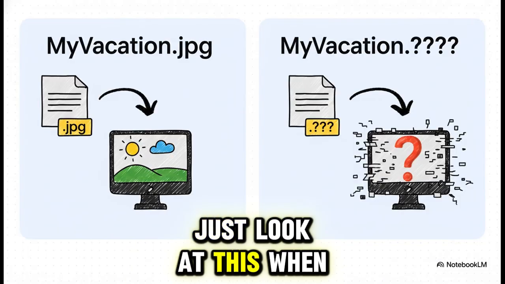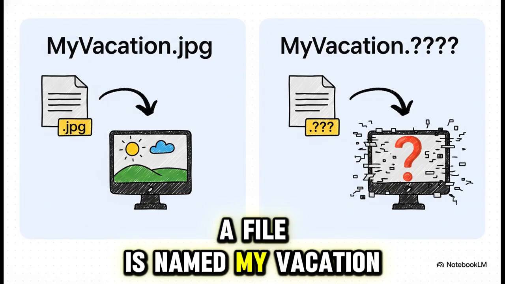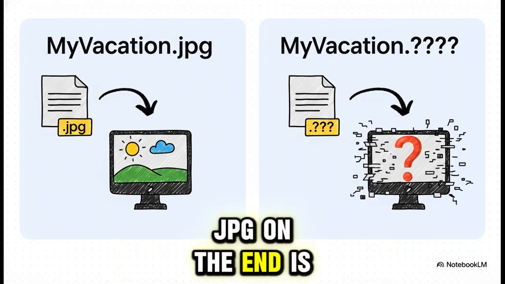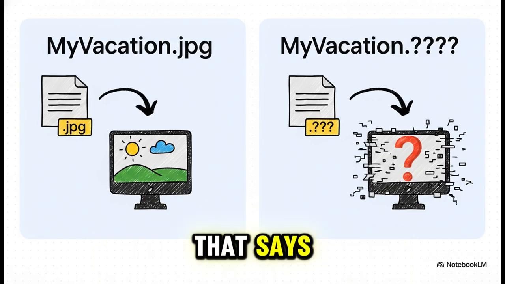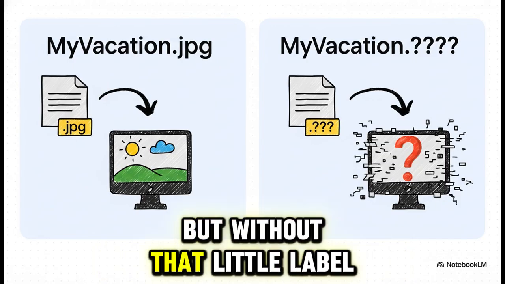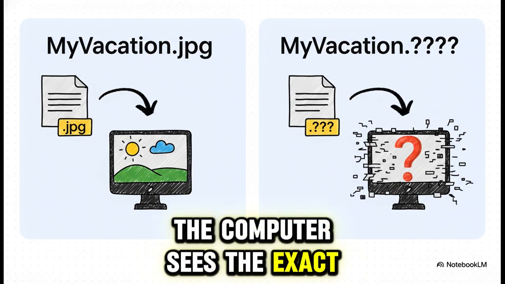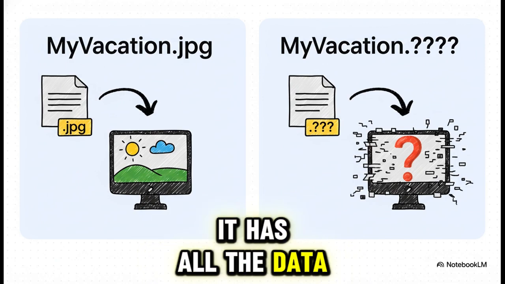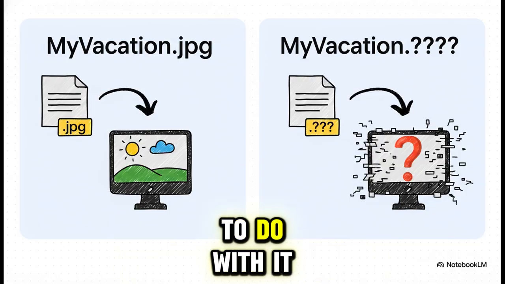Just look at this. When a file is named myvacation.jpg, that little .jpg on the end is like a message to the computer that says, hey, this is a picture. Go get your photo viewer to open it. But without that little label, the computer sees the exact same zeros and ones, but it's totally lost. It has all the data, but zero instructions on what to do with it.